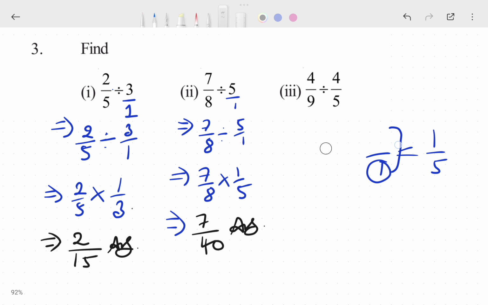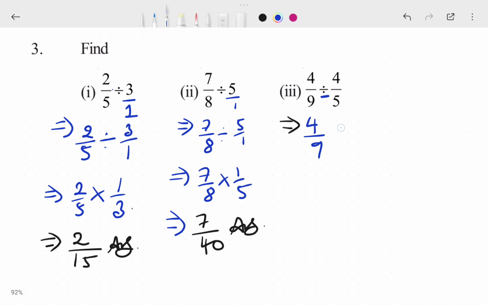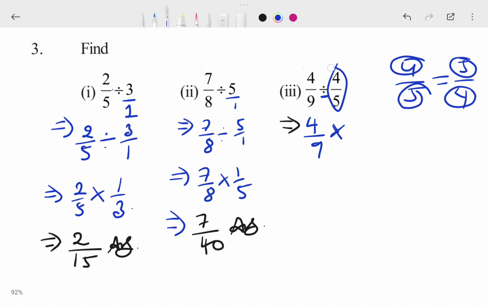Okay, so we are going to solve our last question. This is 4 by 9, we have to write 4 by 9, and this division is there, we have to change this into multiplication. And this 4 by 5, when you take the reciprocal, it becomes 5 by 4, because this down part goes to the upper one and the upper part goes downward. Numerator becomes denominator, denominator becomes numerator, so this 4 by 5 becomes 5 by 4.